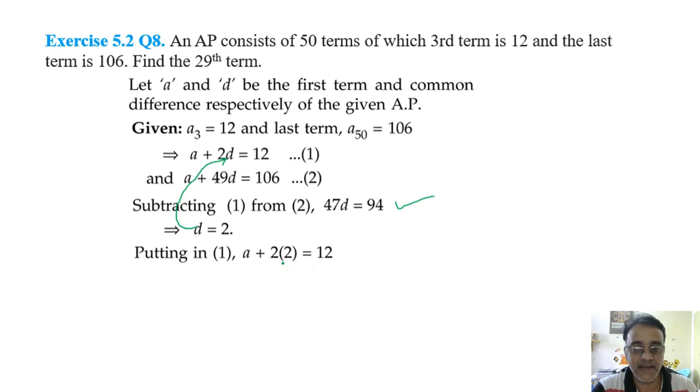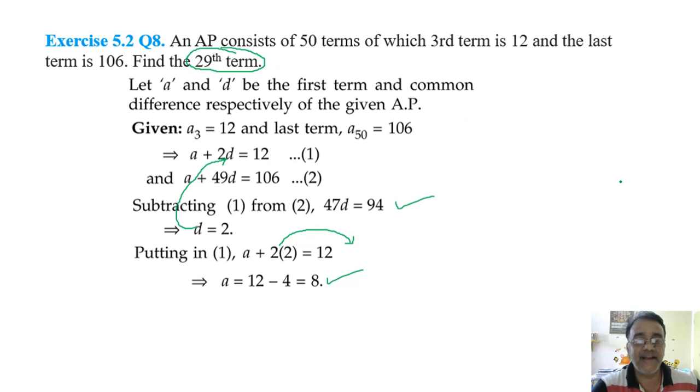Okay, that is A plus 2 into 2, that is 4, is equal to 12. Then we will shift 4 to this side. So 12 minus 4, what are we going to get? 8. Right. So the value of A is 8. Now we need to find the 29th term. So A29. So what is A29? A plus 28D. Very good.